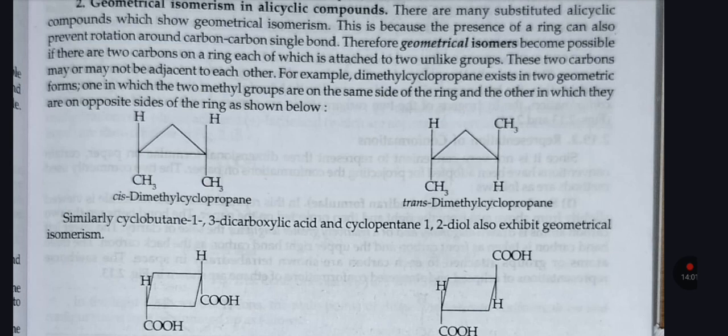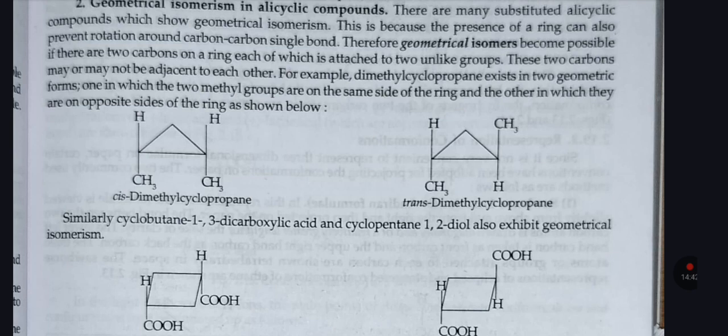This is because the presence of a ring can also prevent rotation around a carbon-carbon single bond. Therefore, geometrical isomers become possible if there are two carbons on a ring, each of which is attached to two unlike groups. These two carbons may or may not be adjacent to each other. For example, dimethylcyclopropane exists in two geometrical forms, one in which the two methyl groups are on the same side of the ring and the other in which the two are on opposite sides of the ring, as shown below. This figure shows cis-dimethylcyclopropane and trans-dimethylcyclopropane.